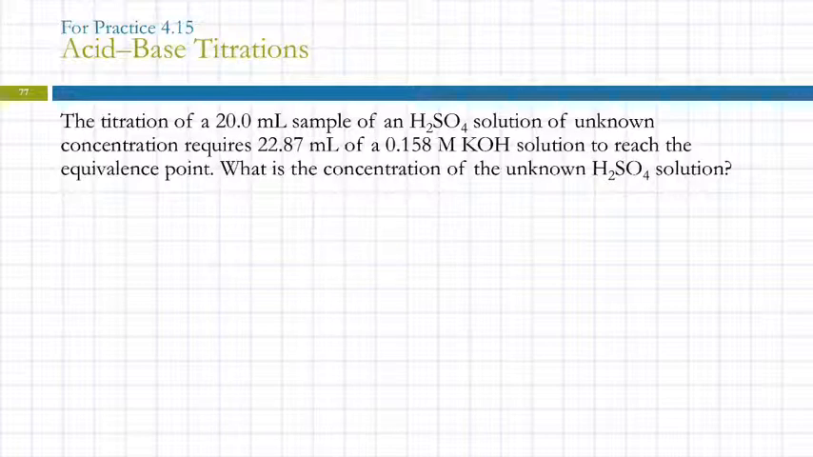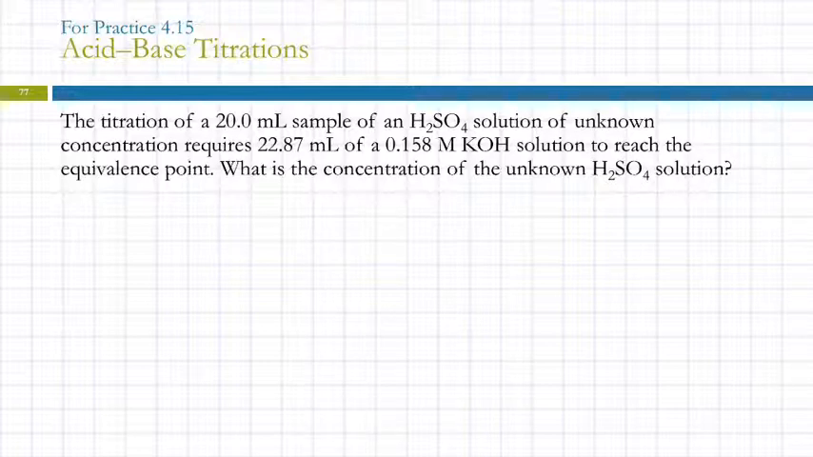So let's do an example here of a calculation. This combines acid-base reactions with solution stoichiometry. We just learned about writing the chemical equations, but we learned solution stoichiometry earlier. Here we have the titration of a 20 mL sample of an H2SO4 solution of unknown concentration. It requires 22.87 mL of a 0.158 molar KOH solution to reach the equivalence point. What is the concentration of the unknown H2SO4 solution?